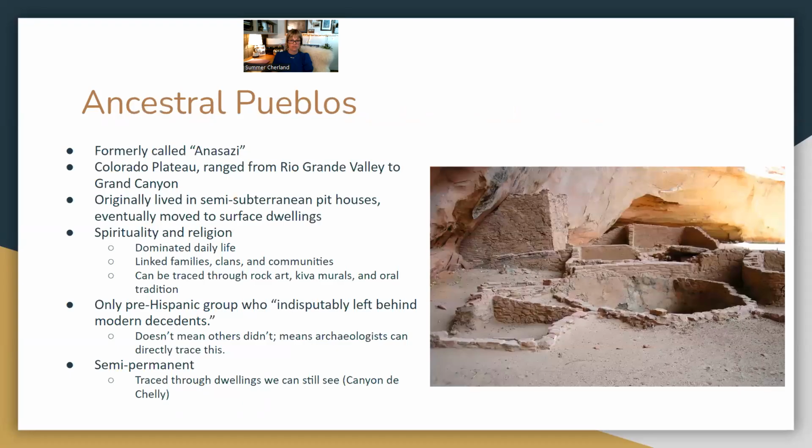So let's start with the ancestral Pueblo. You may also see them referred to as the Anasazi. This is not the term that is used anymore, but you might see it in the historical record, or as you're doing research in the library, you might use that term too, because that could be a Eurocentric approach, right? So they were also called Anasazi, but now they're referred to as the ancestral Pueblo. They mostly lived on the Colorado Plateau, and this ranged from the Rio Grande Valley to the Grand Canyon. So remember your map, they were higher up on the Colorado Plateau.